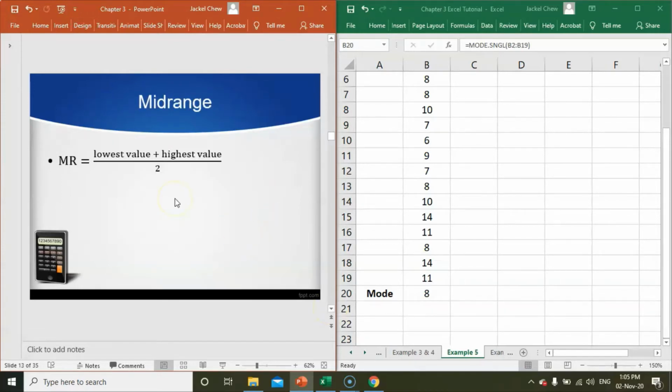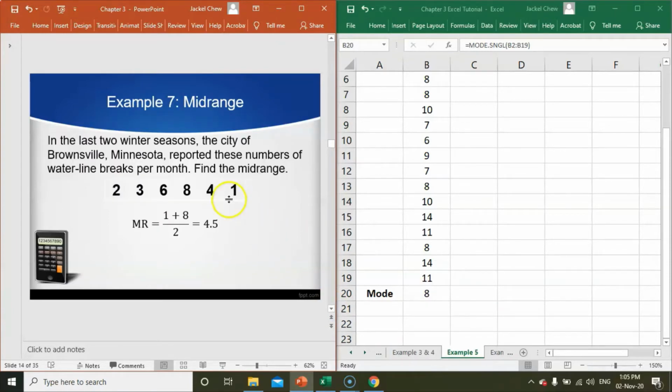Midrange. Midrange means the lowest plus the highest divided by 2. To find the midrange for this data, which represents the number of borderline breaks per month, we just need to find out which one is the lowest and the highest numbers, and then you add and divide by 2. Then you get the answer.